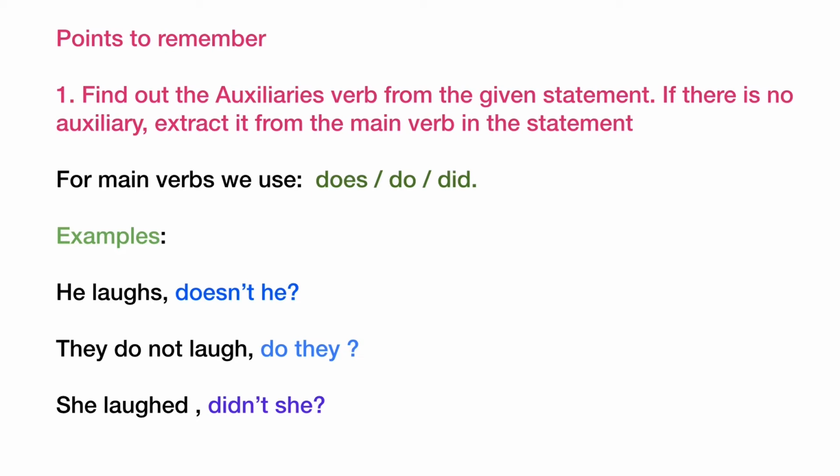For instance, he laughs. This is positive statement and question tag is negative. Doesn't he? Question mark. They do not laugh. This is negative statement and question tag is positive. Do they? She laughed. This is positive statement of the past tense. Hence, using did we will make negative question tag, that is didn't she? Question mark.